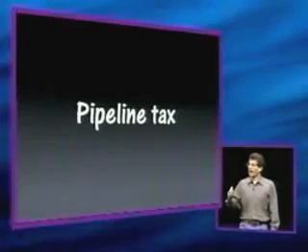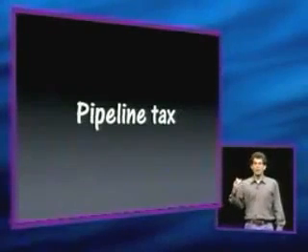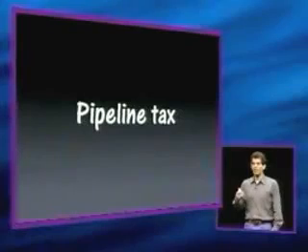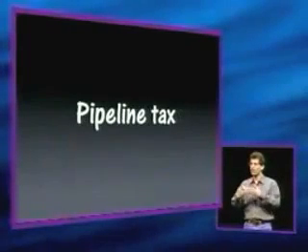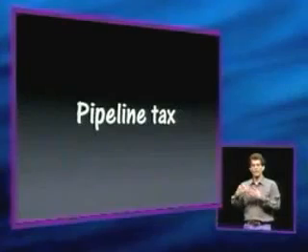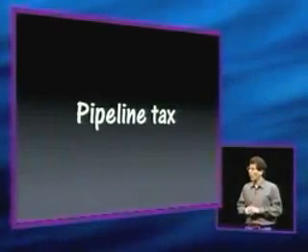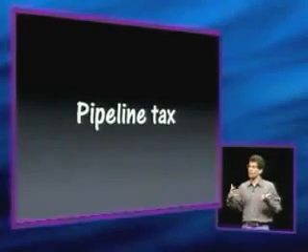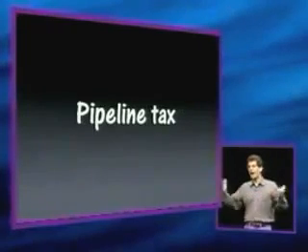The pipeline tax occurs because there are bubbles in the pipeline that come from data dependencies. That's where one instruction is dependent on the data from a previous instruction. Or even more catastrophic, certain branches can cause the entire pipeline to drain.